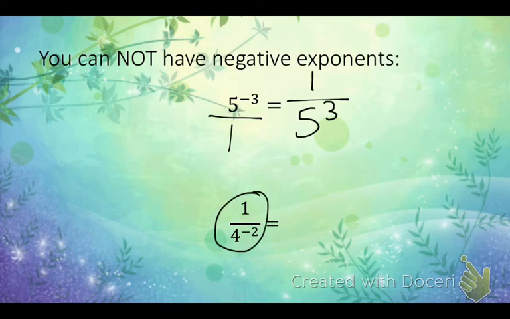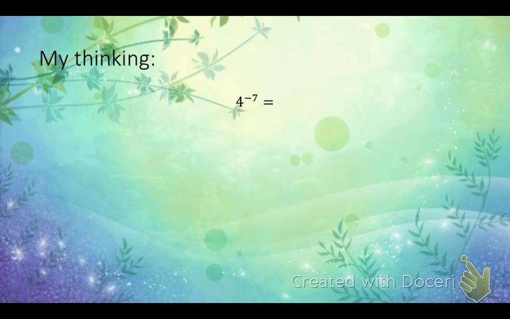This one, however, the negative exponent is on the bottom of the fraction, so I just need to move it to the other side. So instead of having 1 over 4 to the negative 2, I can just say I have 4 squared, because it was on the bottom of the fraction, and then I'm moving it up to the top to make a whole number. Again, 4 to the negative 7th is 1 over 4 to the 7th.